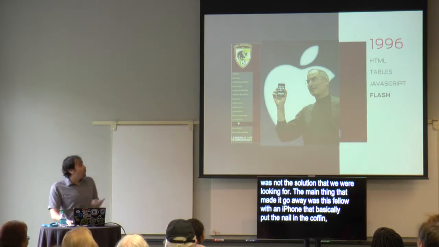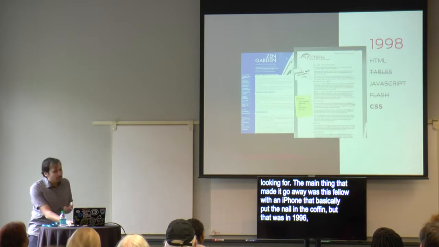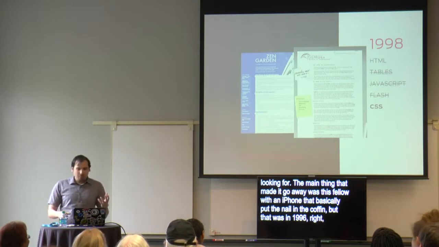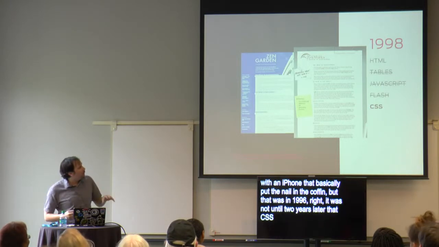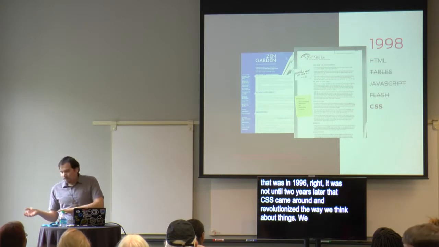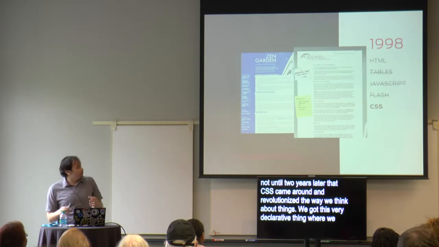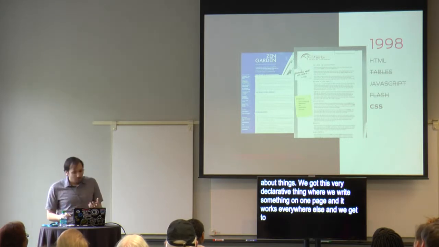So the web was growing fast. It wasn't until 98, right, almost 10 years later, that CSS comes around and once again, it shifts the way we think about the web, right? It revolutionizes the way we build things. We got this very forgiving, very declarative thing where we write something on one page and then it works everywhere else, and we get to do these amazing things that we were not able to do before.